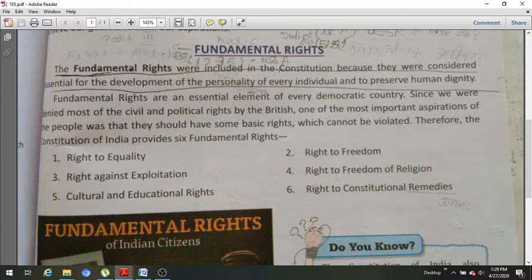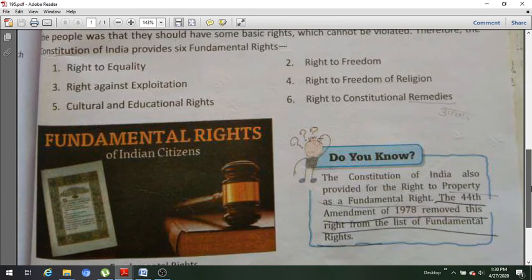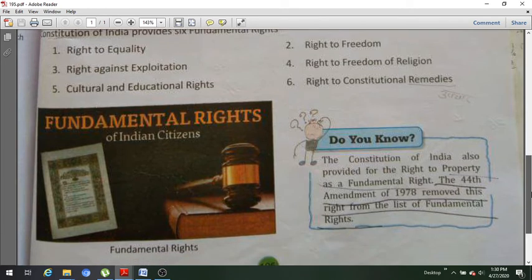So they become essential for every individual. There are 6 fundamental rights in the Constitution. The first one is the right to equality, second the right to freedom, third the right against exploitation, fourth the right to freedom of religion, fifth cultural and educational rights, and sixth constitutional remedies, about which we will discuss separately in other videos. So one by one, right to equality, right to freedom, we will discuss all these things in the upcoming videos.